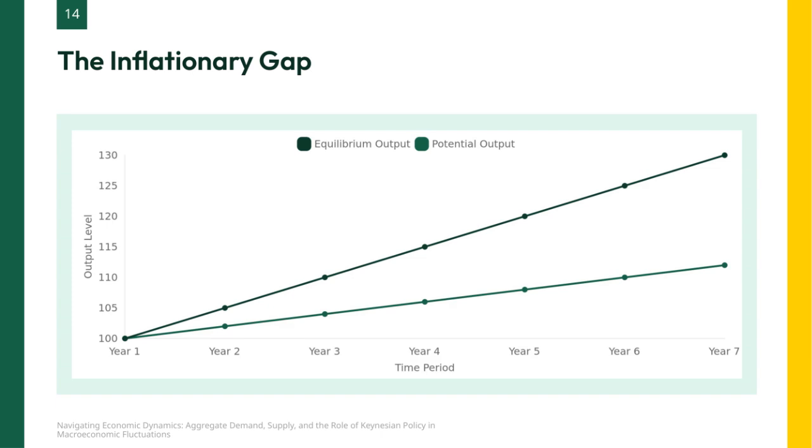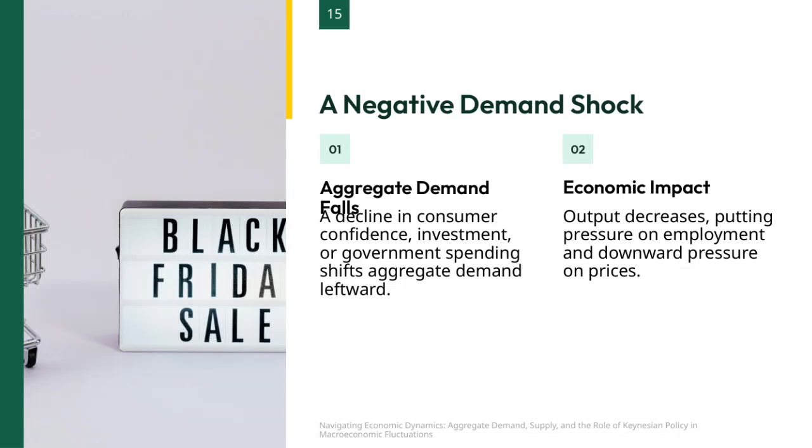Here, we're looking at what happens during a negative demand shock. First, when aggregate demand falls, it means that consumer confidence, investment, or government spending has decreased. This decline causes the aggregate demand curve to shift to the left. As a result, output decreases, which puts pressure on employment since businesses produce less and may reduce their workforce. Additionally, this lower demand puts downward pressure on prices, meaning we could see deflation or slower inflation during such periods. Overall, a negative demand shock leads to weaker economic activity and can have significant impacts across multiple sectors.